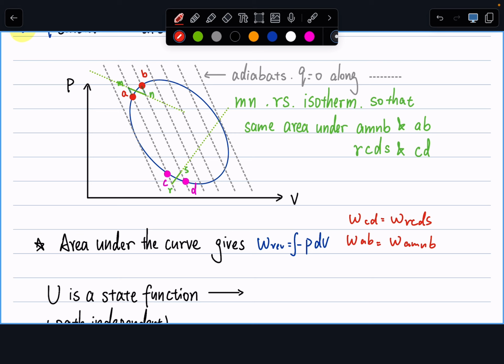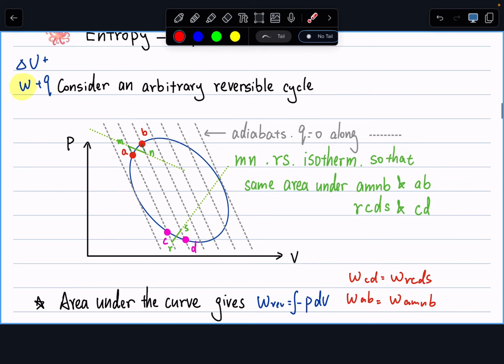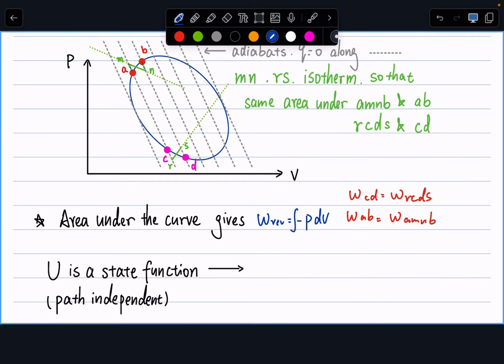The next one: we went over W, and now let's look at our first law of thermodynamics. My U, or internal energy, is a state function, so naturally the state function itself is path independent. What that means is we can say that delta U for the cycle AB will definitely equal delta U for the cycle AMNB.